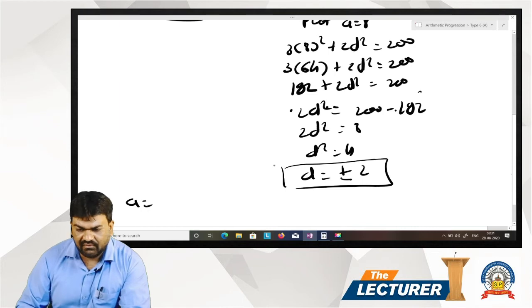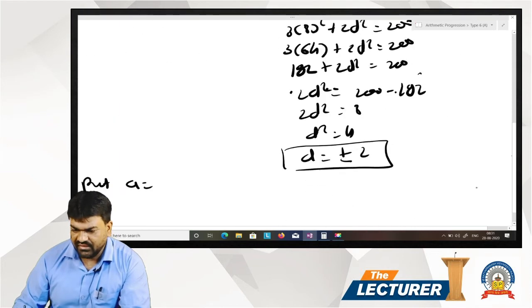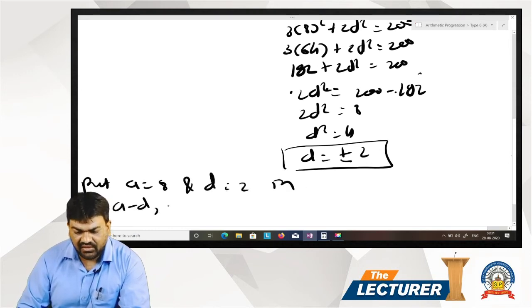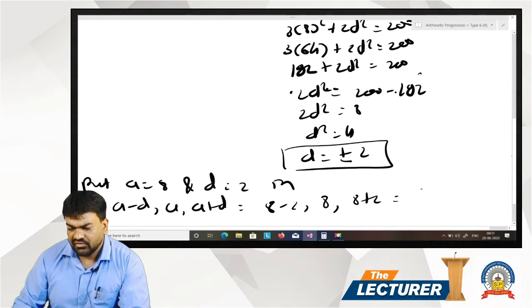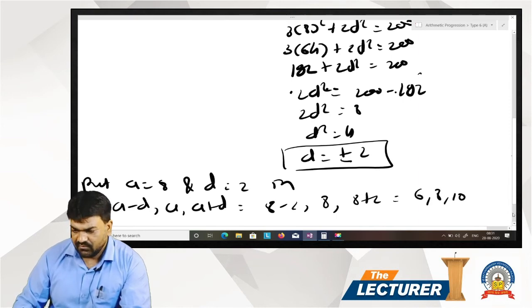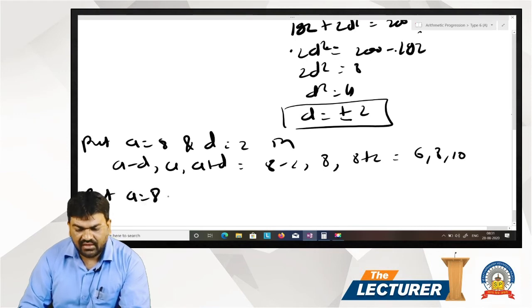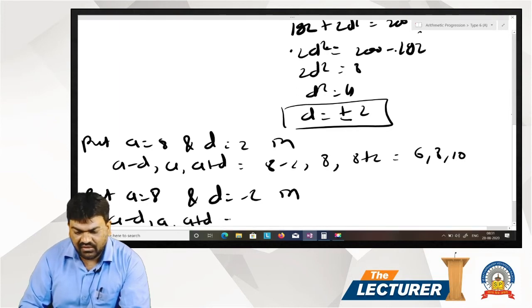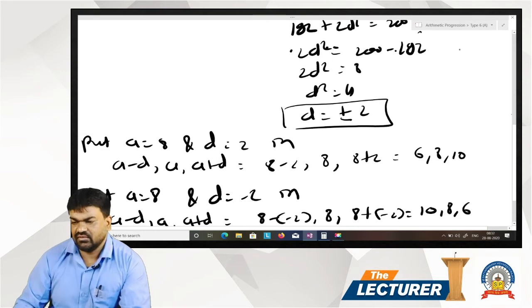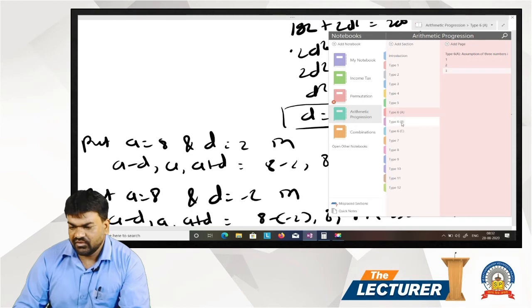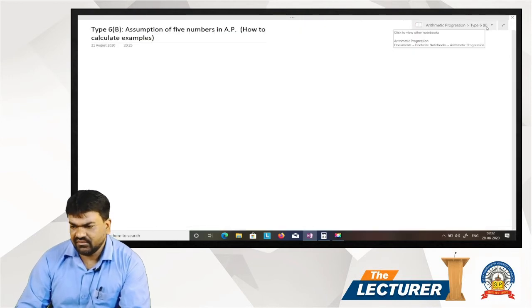Put a is equal to 8 and d is equal to 2 in a minus d, a, a plus d: 8 minus 2 is 6, 8, 8 plus 2 is 10. In the same way, put d is equal to minus 2: 8 minus minus 2 is 10, 8, 8 plus minus 2 is 6.